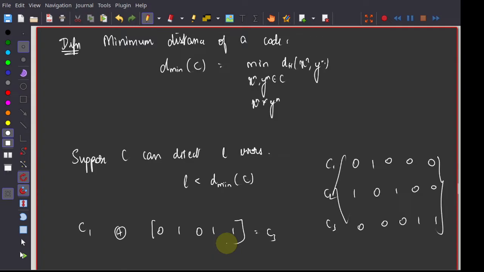Okay. So therefore L should be strictly less than the minimum distance. What if L is actually less than the minimum distance? Is it possible to detect all such errors in that case? So in this particular example, you know that the minimum distance is 3, right? Can it detect all combinations of two errors?